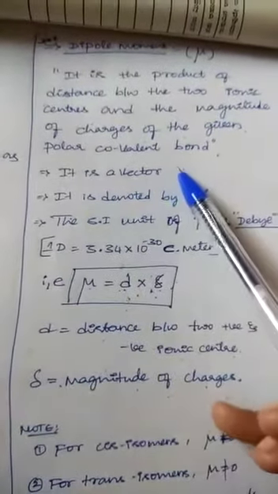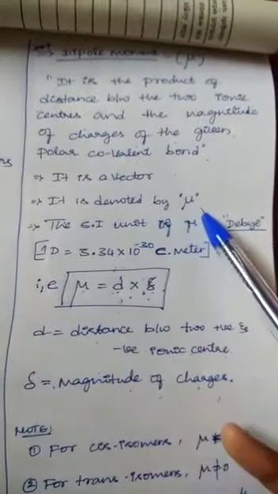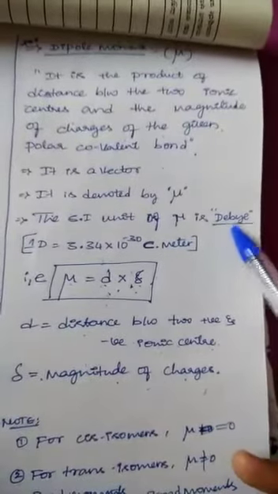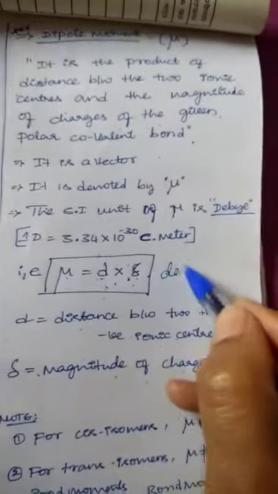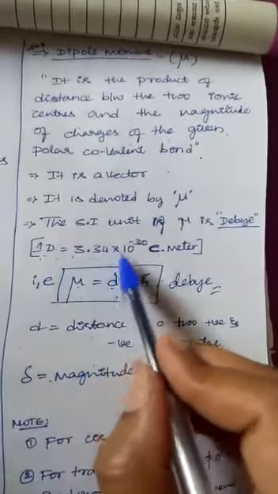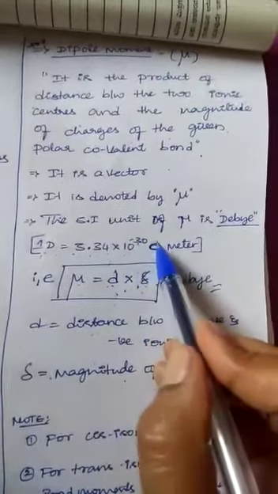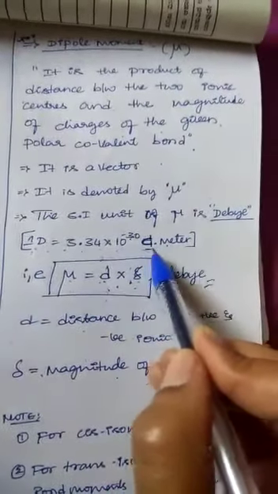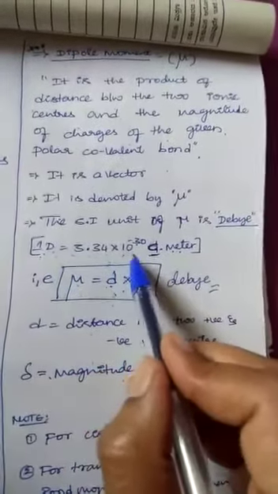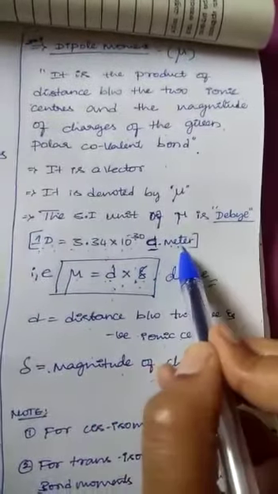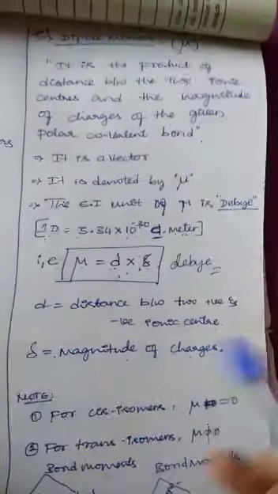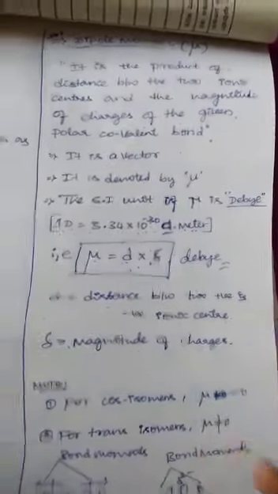It is a vector quantity, denoted by the symbol mu. The unit of mu is the debye, D. So I am writing here D. 1 debye is equal to 3.34 into 10 to the power of minus 30 coulomb meter. This is coulomb meter, not C. So as we know, d is the distance between the two positive and negative ionic centers and delta is the magnitude of charges.